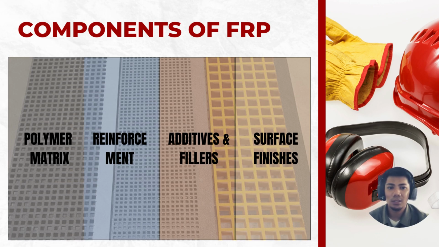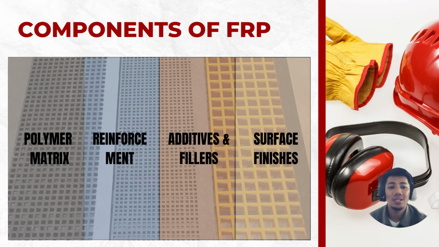Next will be the reinforcement, which is a fibrous material that is added to the polymer matrix to increase its strength and durability. For example, glass fiber, carbon fiber, and aramid fiber. The third component of the FRP will be the additives and fillers, which are added to the polymer matrix to modify its properties. For example, calcium carbonate.